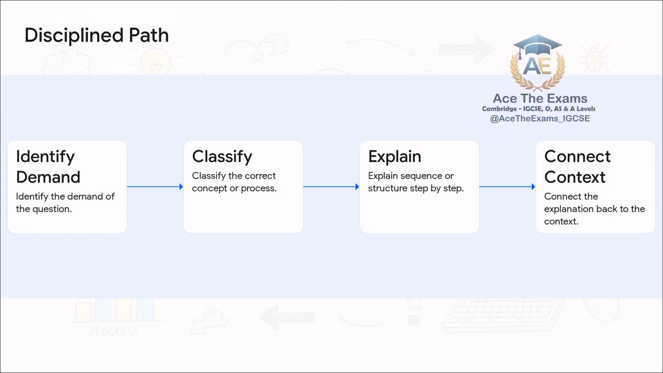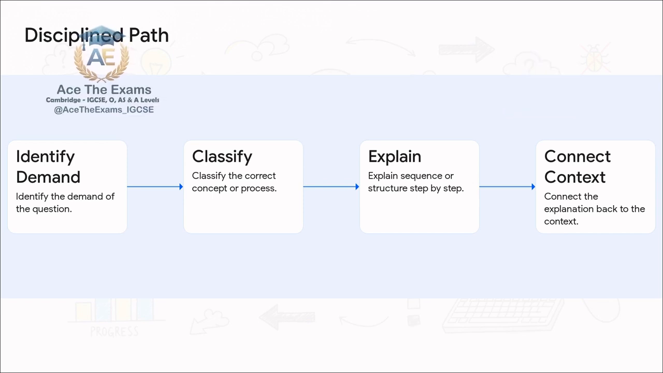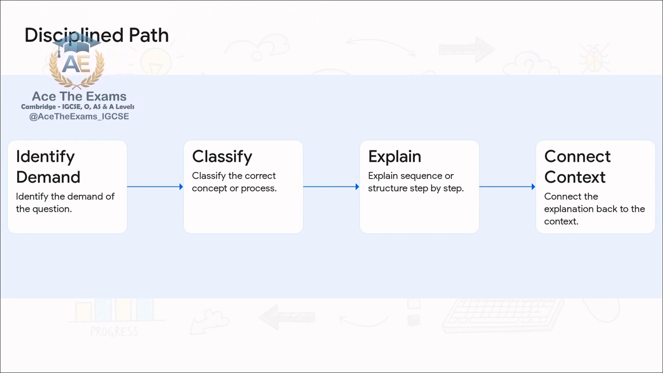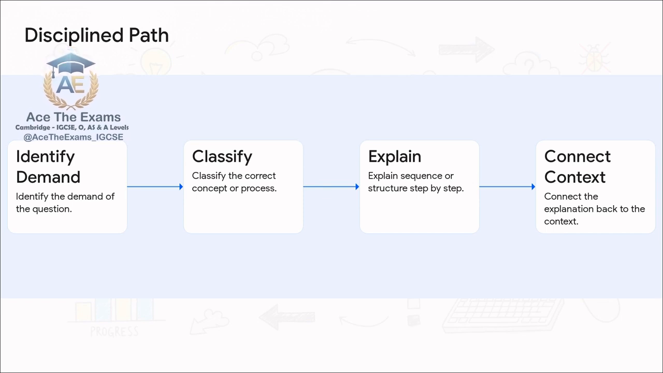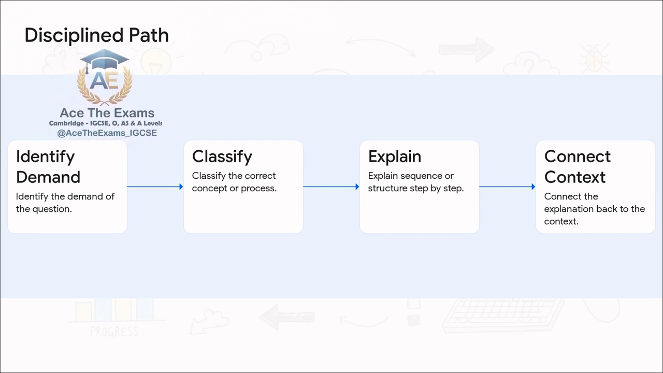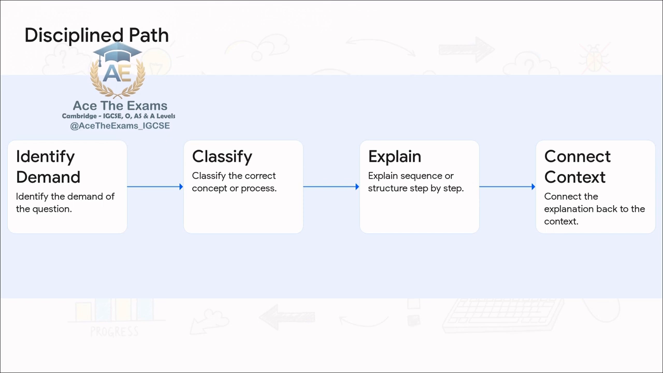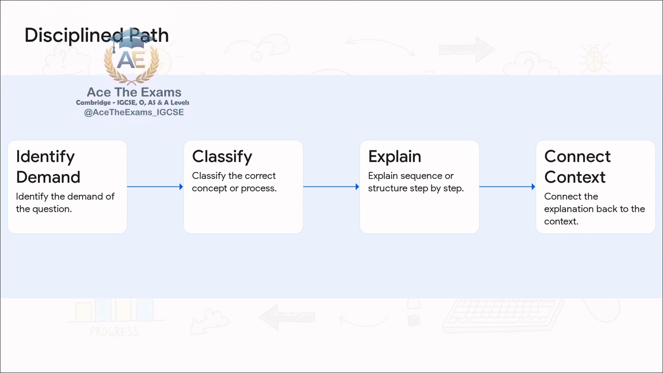Here is your disciplined 4-step path. Step 1. Identify demand. What exactly is the command word? Is it state, describe, explain, or evaluate? Step 2. Classify concept. Are we talking about data transmission, hardware logic, or data storage? Step 3. Explain sequence. This is absolutely crucial. This is where process-based logic comes in. Step A happens, which triggers Step B, which results in Step C. Step 4. Connect to context. Bring your entire answer back to the scenario given in the question.